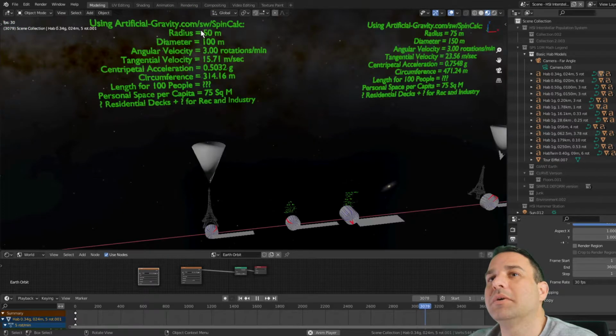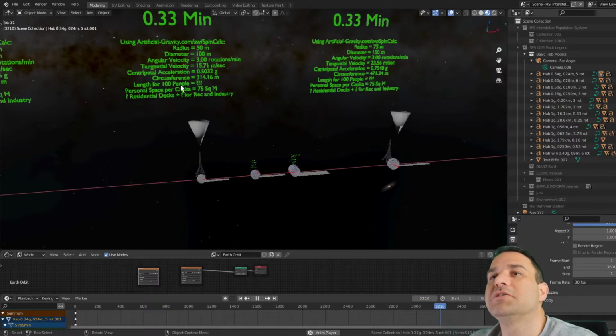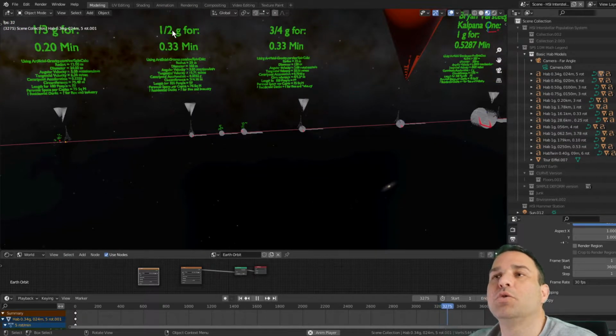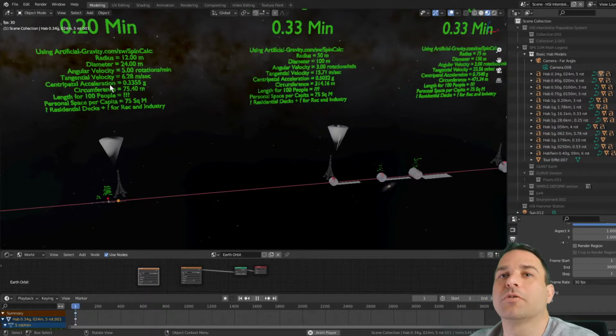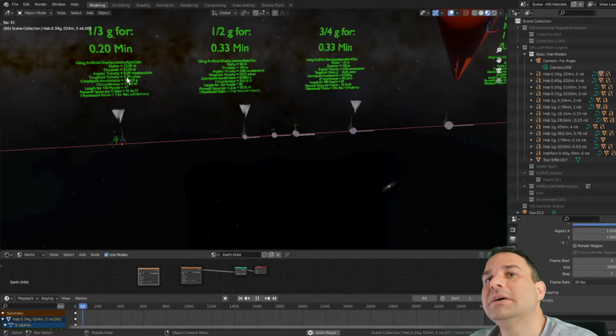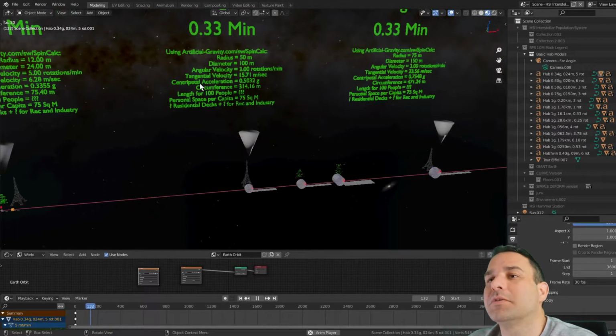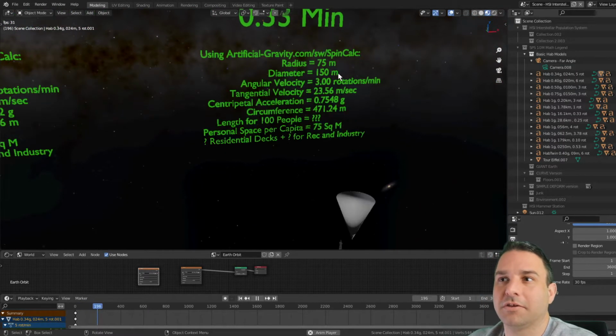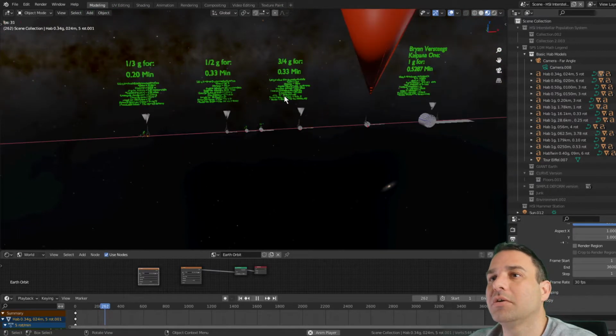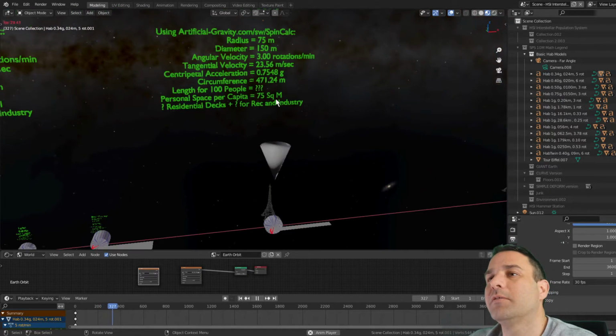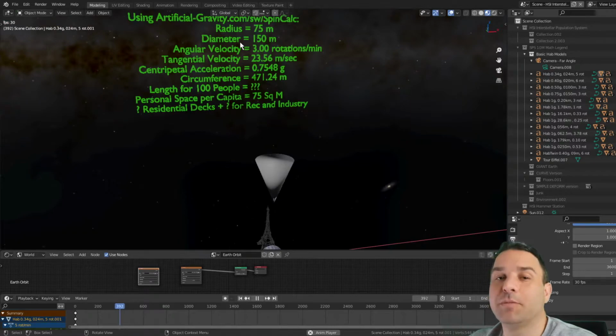So this is a 50 meter radius. 3 rotations a minute is giving you only a half of a g, which is still a lot more than Mars, which is 1/3 g. Well, Mars is roughly 1/3 of a g. So this is 1/2 g. This one will be 3/4 of 1 g with a 75-meter radius.